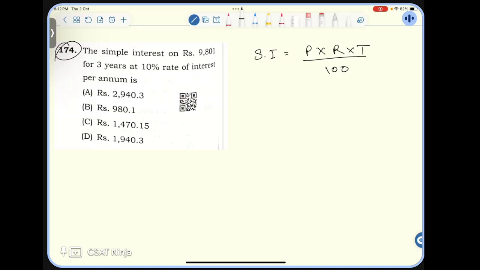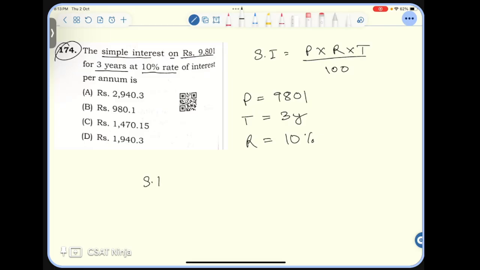So in this question, simple interest on what? On this one, which means principal here is 9801. And for how long? For 3 years. That means time here is 3 years. And at what rate? At 10% rate. That means R is equal to 10%. So let us find the value here.